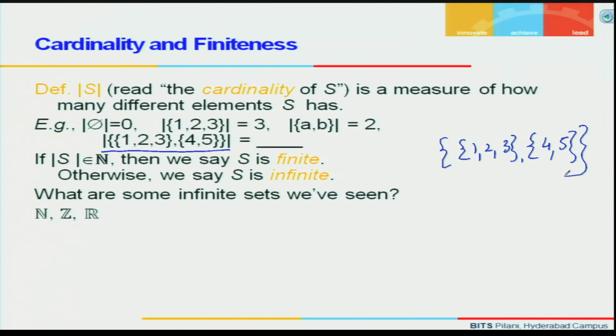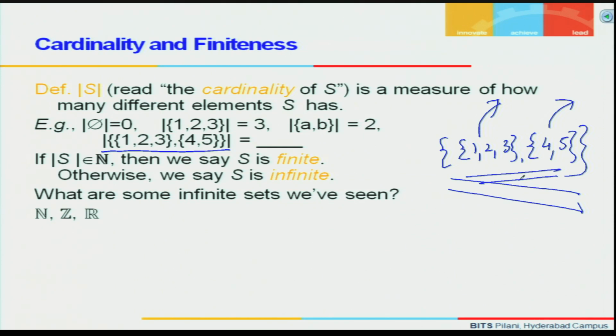Is it 5? No, because this set has 2 elements. One element is the set {1, 2, 3}, another element is the set {4, 5}. It has 2 elements as its members, which are in turn sets. Whether they are sets or not is immaterial to us. How many elements are there in the set is what is important. If you ask me how many elements are in this particular set, I say 2 elements. One element happens to be a set, another element happens to be another set.